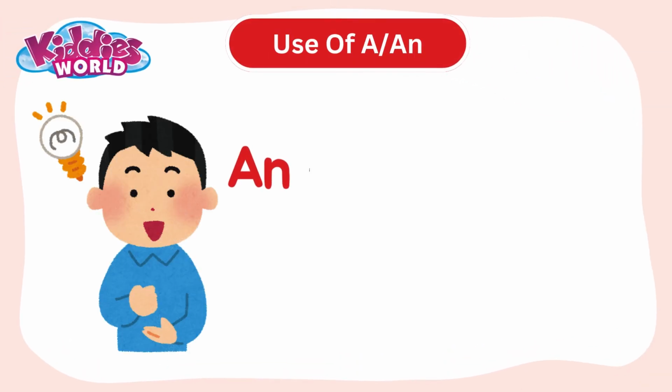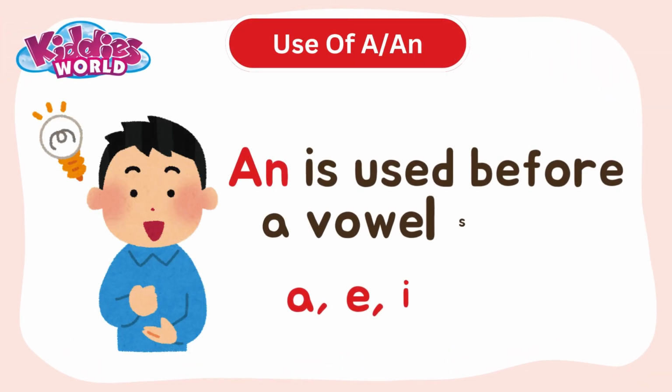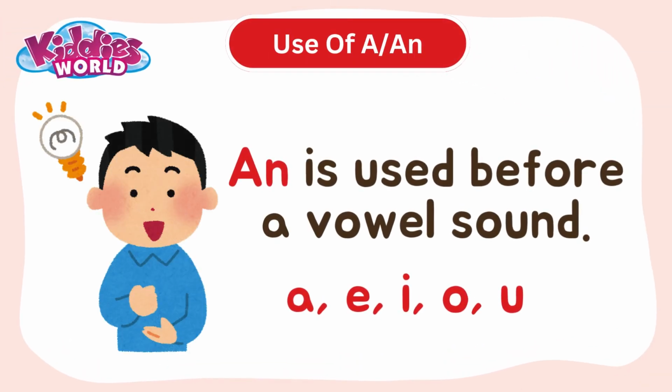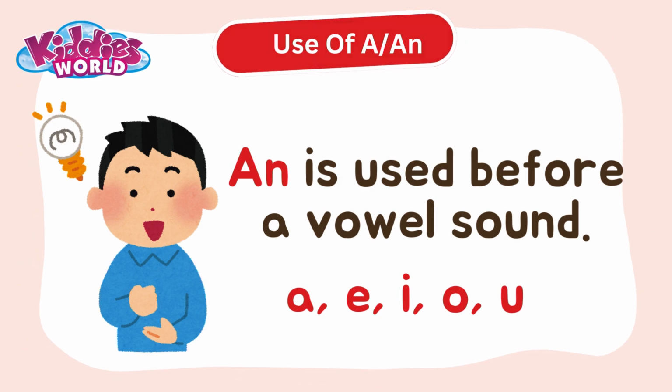When do we use an? We use an before words that start with a vowel sound. Remember, vowels are A, E, I, O, U. Let's look at some examples.